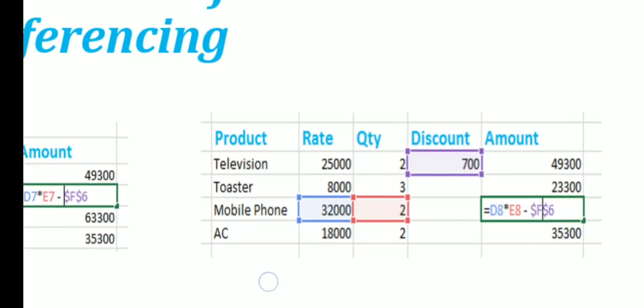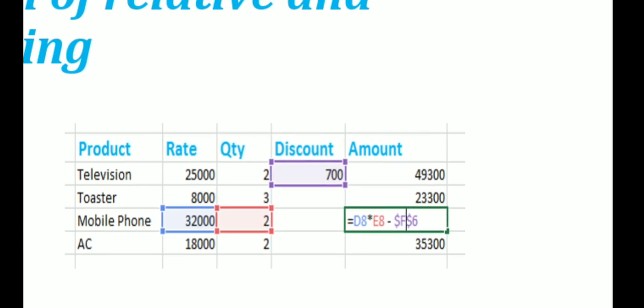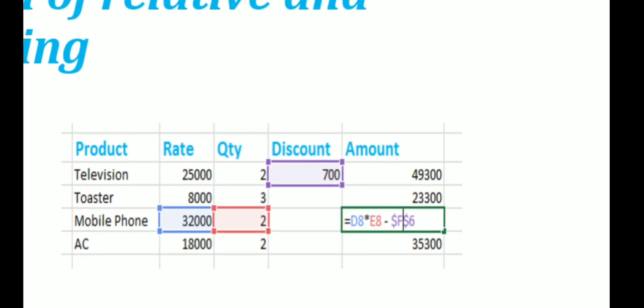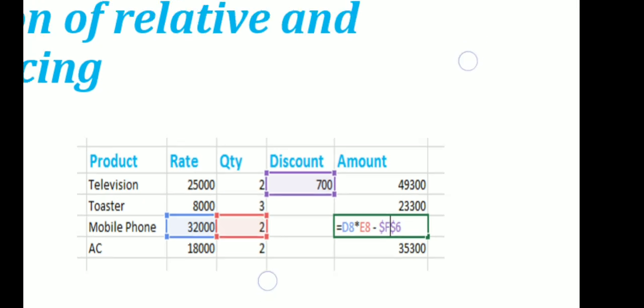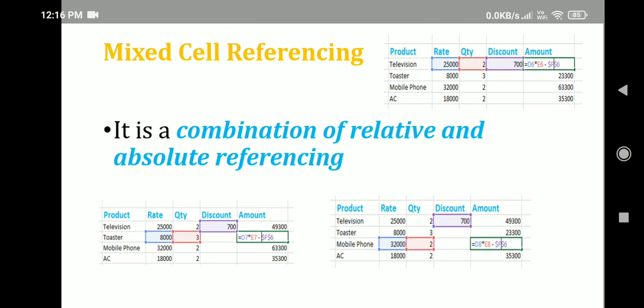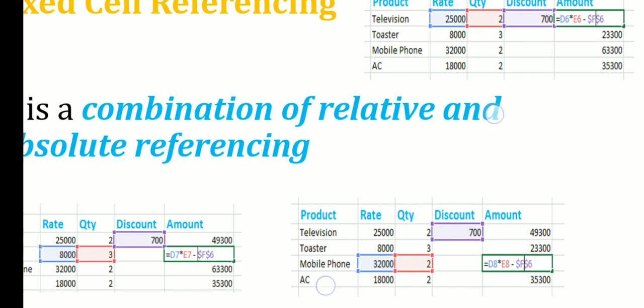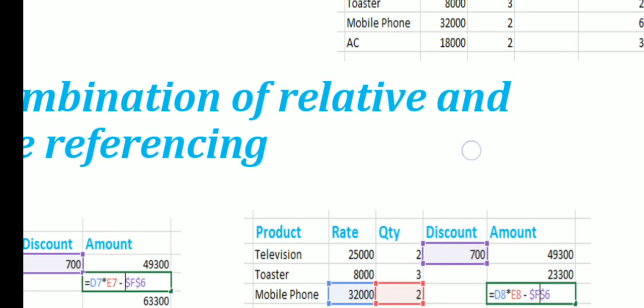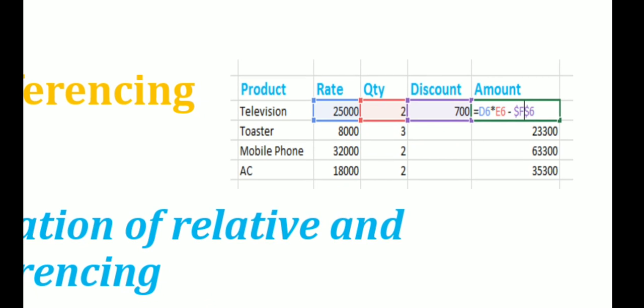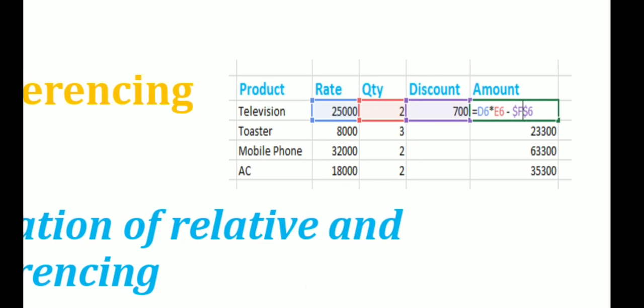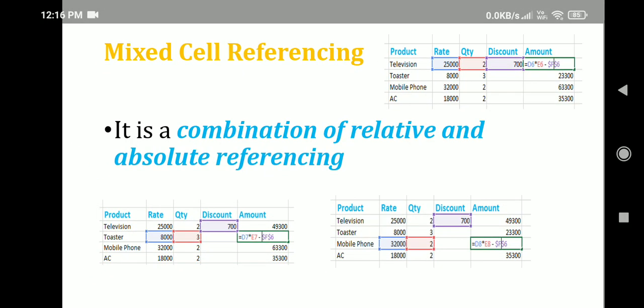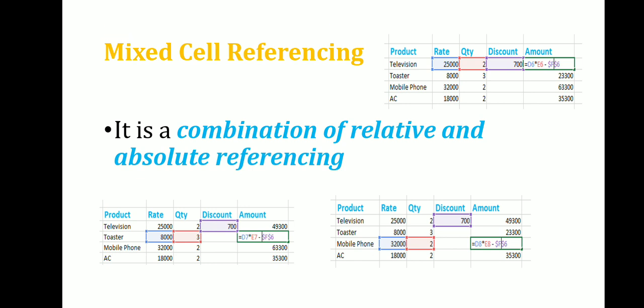F6 cell. In this third row also, see here, relative cell referencing is changing, whereas the absolute cell referencing is not changed. Okay, that's the difference between relative and absolute cell referencing. As here in this formula, I have used both relative and also absolute cell referencing. It is called mixed cell referencing.